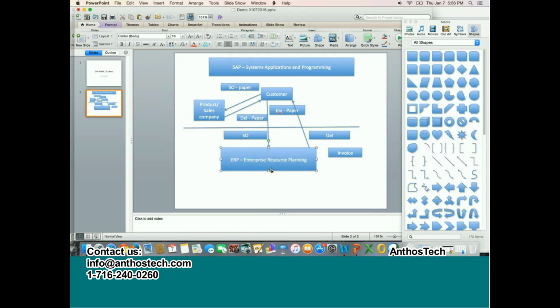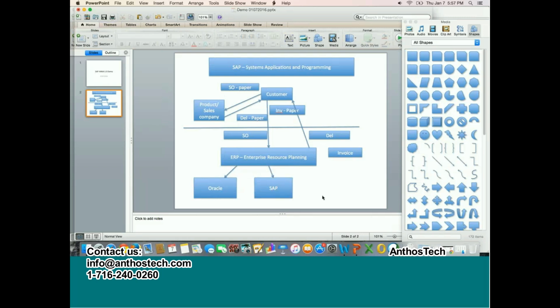When this became more and more famous in the market, several companies started building packages. Oracle, for example, SAP, Siebel. There were so many companies and so many ERP products when they started. So SAP is one such ERP product that came into the market. Oracle is one. Let's not go into too much depth, but SAP is one such product.